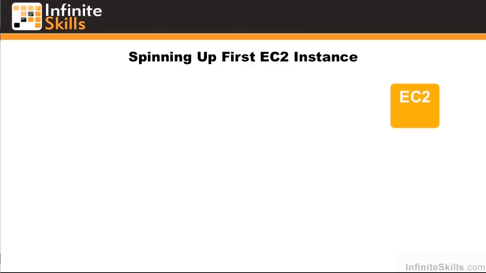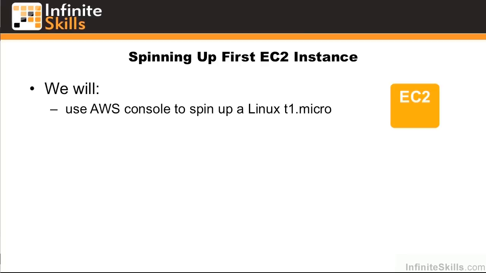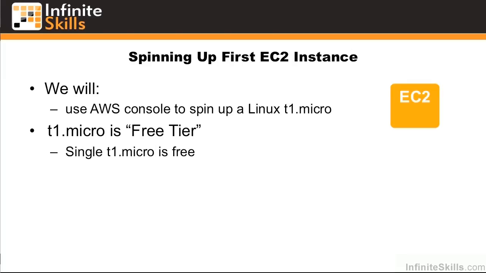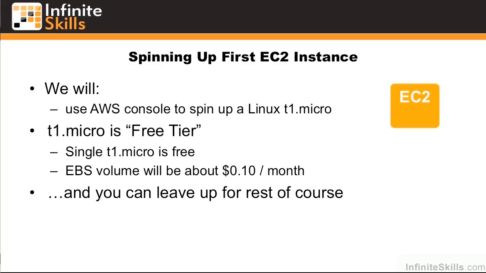In this hands-on lab, we're going to spin up our first EC2 instance and SSH into it. We're going to spin up a Linux T1 micro. The T1 micro is free tier, which means that a single T1 micro is free in perpetuity. There will, however, be an EBS volume attached to this, and that should only run you about pennies per month. You can leave this up for the rest of the course.